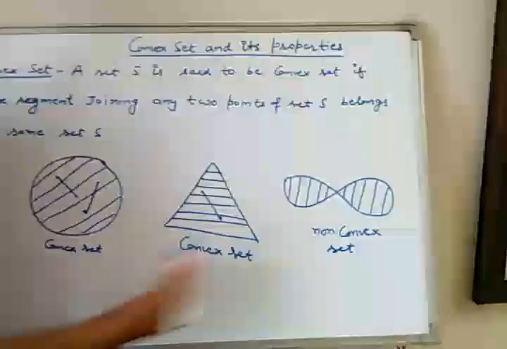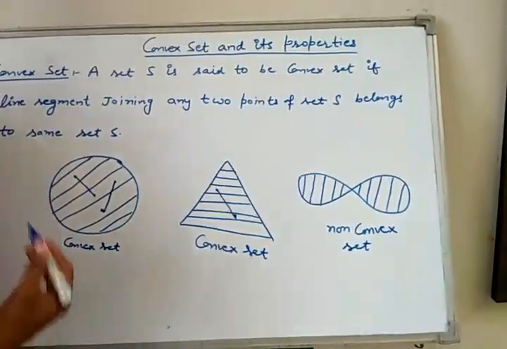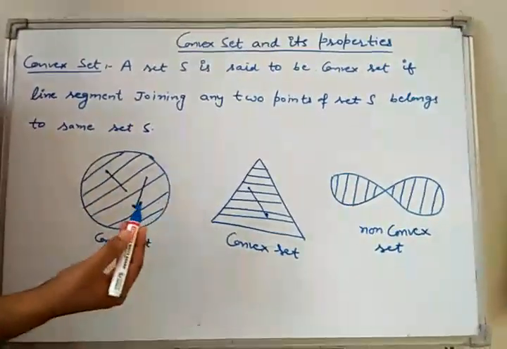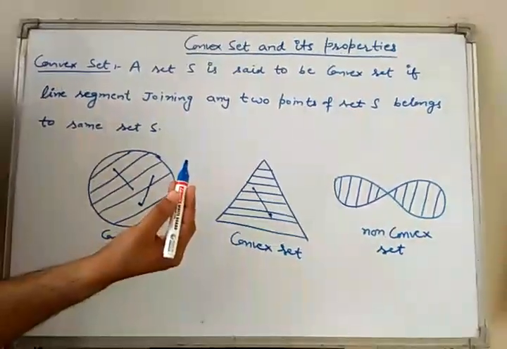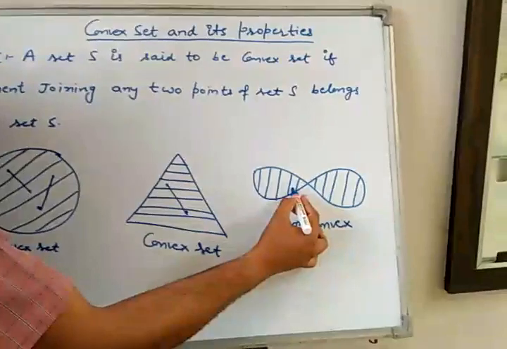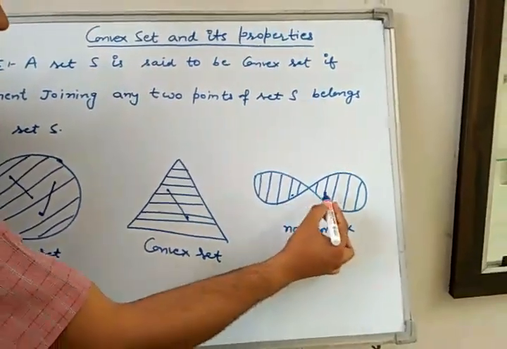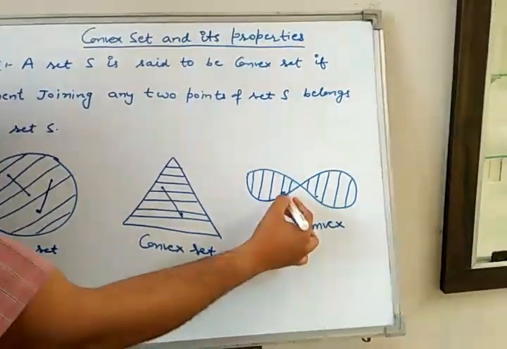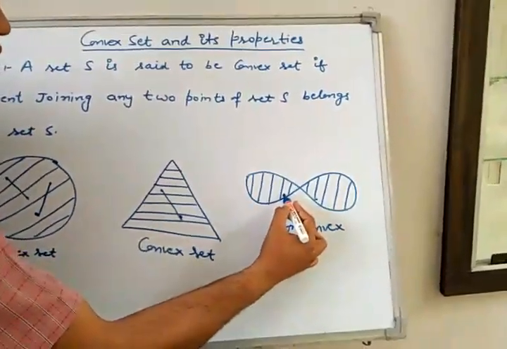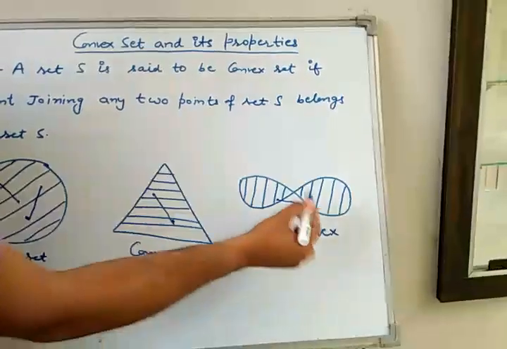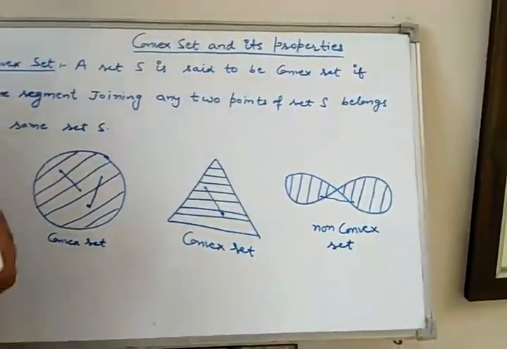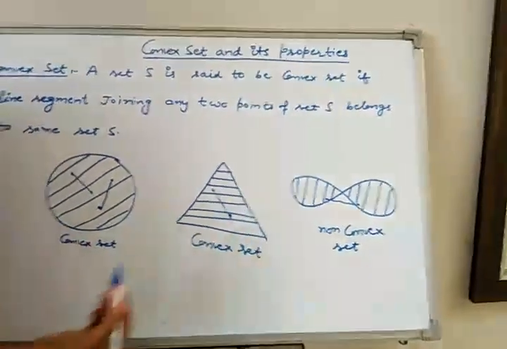This is a non-convex set. Why so? Because we find a pair such that the line segment joining those points lies outside the set S. Like this, we take one point here, another point here. These two points are in the set S. If we draw the line segment joining these two points, then this line segment lies outside this set S. Therefore, this is a non-convex set.